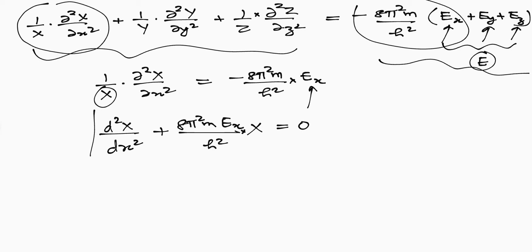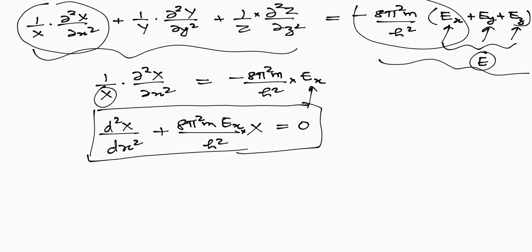See, this equation is a familiar equation for us. We have already seen this equation. Yeah, this is nothing but particle in 1D box. This equation is similar to the equation of particle in 1D box. So for particle in 1D box, we know the solution. By applying boundary condition, we got the final solution. So now I am going to write the solution directly.